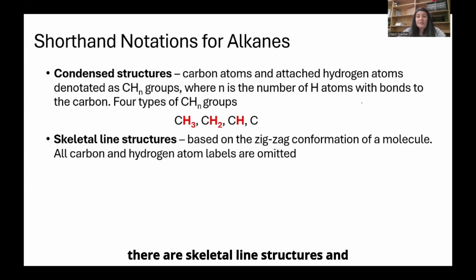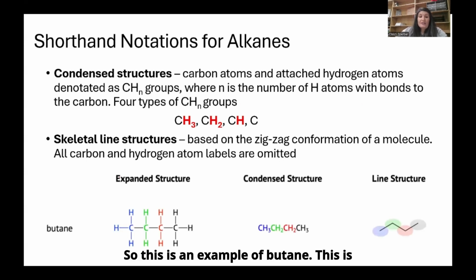And then there are skeletal line structures. This is based on that zigzag conformation of the molecule that I just showed you, and all the carbon and hydrogen atom labels are omitted. So this is an example of butane. This is the expanded structure or the Lewis structure.